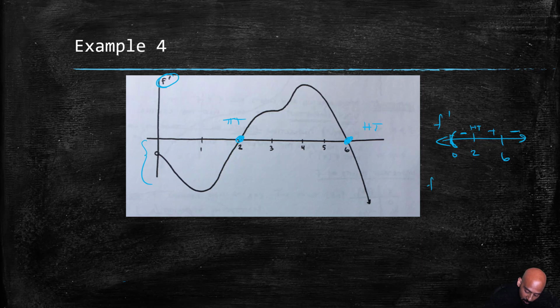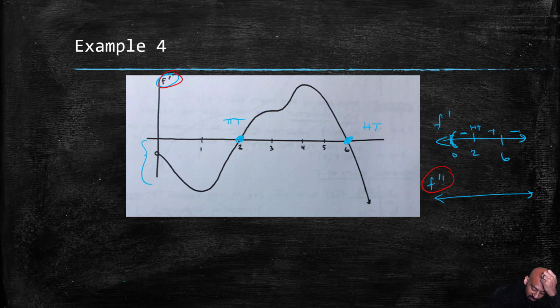Now, f double prime you can figure out. You're like, Rush, well, how can you figure out f double prime? Well, isn't f double prime the derivative of f prime? And what does the derivative of any function tell you? The slopes of that function, right? So, if I want to figure out what's going on with f double prime, all I got to do is look at the slopes of f prime.